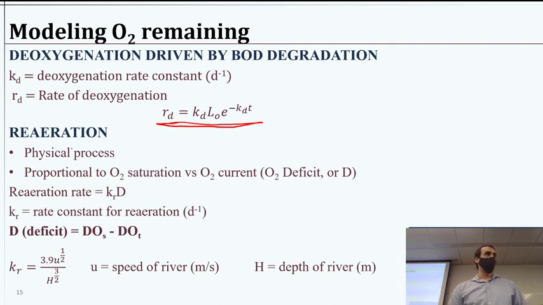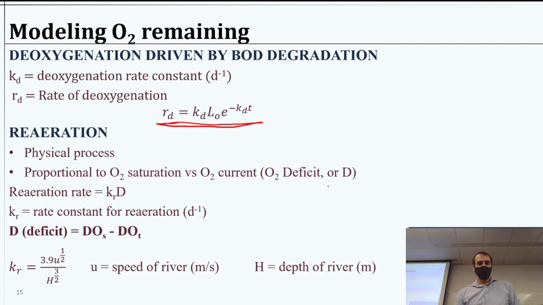Okay. Reaeration is going to be a physical process. Oxygen is entering back into the river or water. It's going to be proportional to the oxygen that's missing. So a lot of systems like this are driven by gradients. If we have zero oxygen in the water and it's exposed to the atmosphere, there's going to be a strong gradient pushing oxygen into the water. So that oxygen deficit, which we've termed D, I do apologize, all these D, DO, all of that, it's kind of a lot, so make sure you're clear on which D is which.